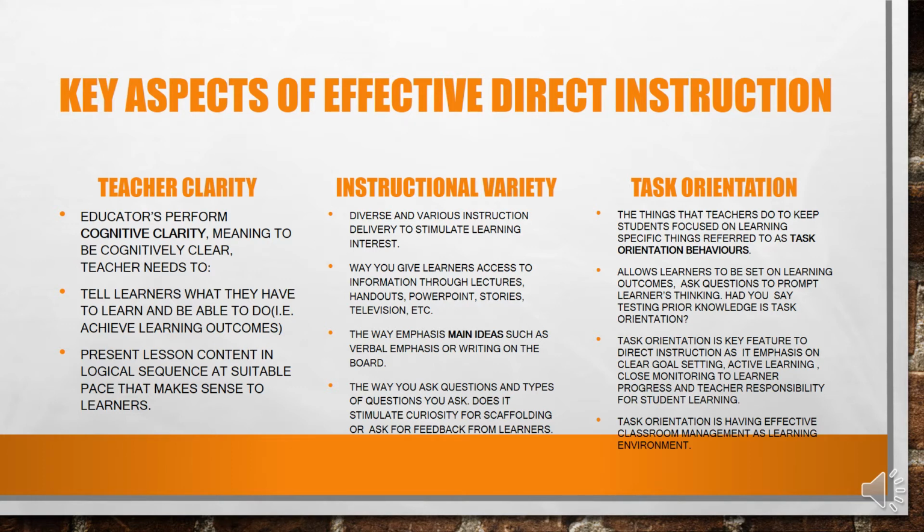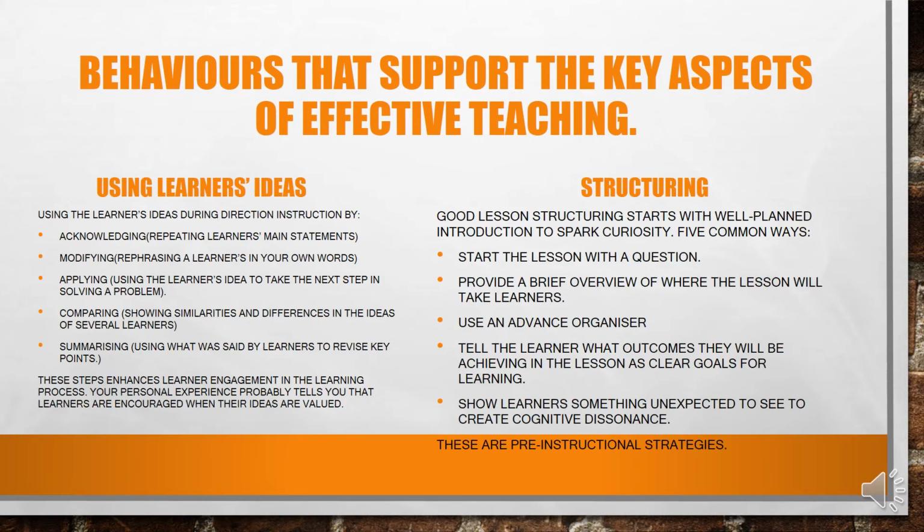Another thing is just managing your class effectively, making it a learning environment. Keep reminding them that we have a goal to achieve. We have to be actively learning, and you as a teacher keep close monitoring of the child's progress, keeping in mind that as a teacher you are also responsible for their learning. That is task orientation during classroom lessons. Behaviors that support the key aspects of effective teaching.